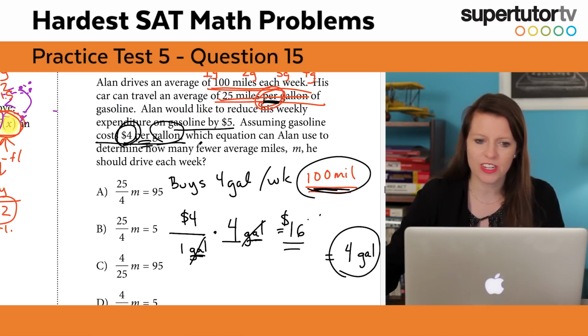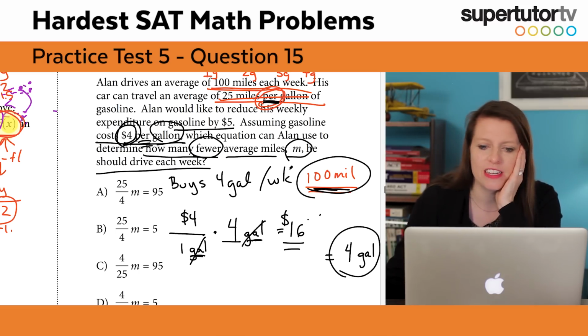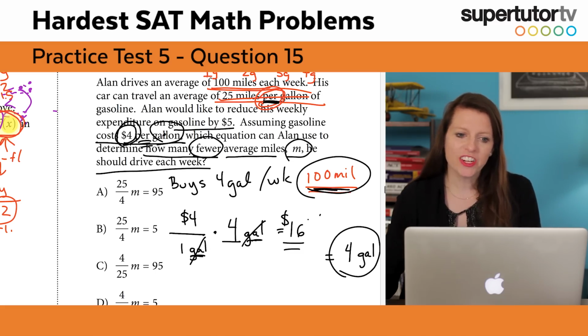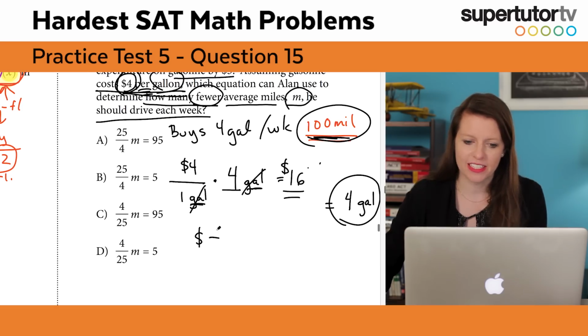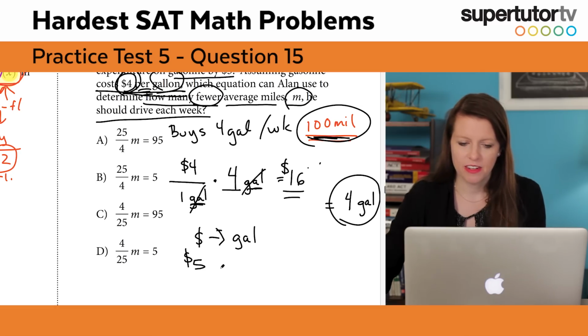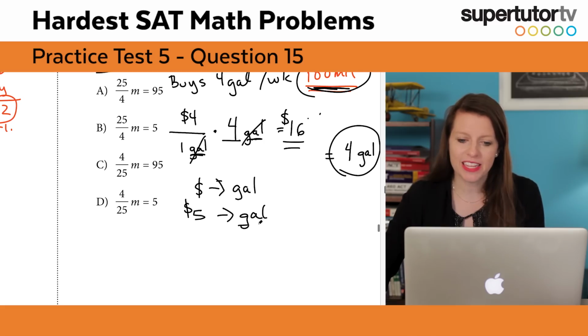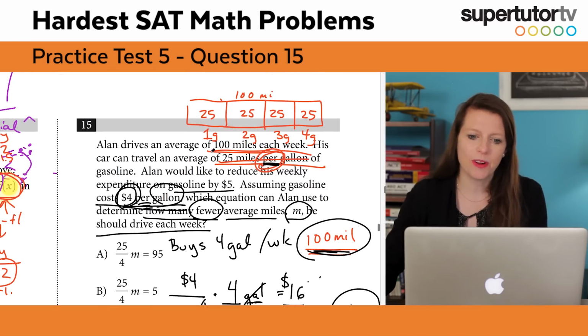Assuming gas costs that, what equation can Alan use to determine how many fewer average miles he should drive each week? So we want to convert all of this into miles per week, but I'm not going to start there, because that's confusing. What I actually have related right now is gallons and dollars. So here's my goal. I know I have dollars to gallons. I can do a conversion there. I want to save $5, right? So I can convert $5 into a certain number of gallons he needs to save. Then I want to take the gallons he wants to save and convert that into how many miles less he has to drive, right? Because that's where I see my daisy chain.